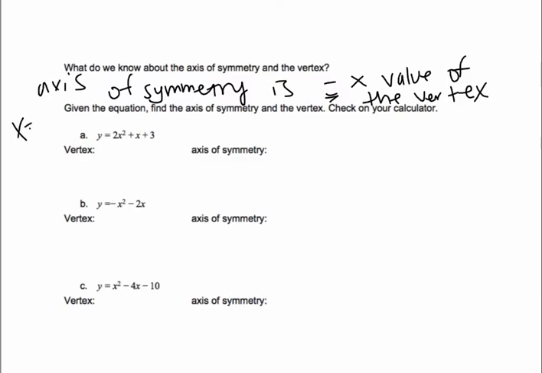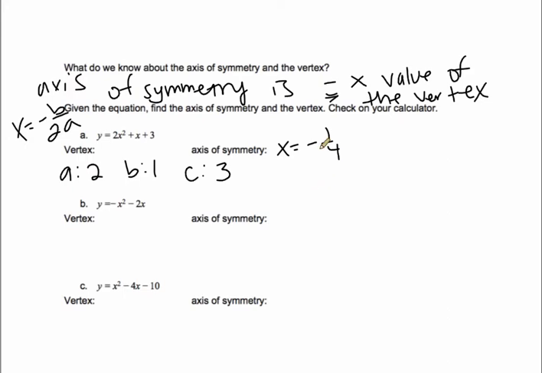Remembering our formula, x equals negative b over 2a. Okay? So my A here is 2, my B is 1, and my C is 3. I really only need A and B here. Okay, so negative B, that's negative 1 over 2 times A, which is 4. So my axis of symmetry is x equals negative 1/4.